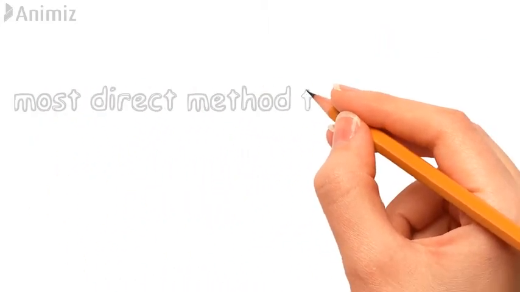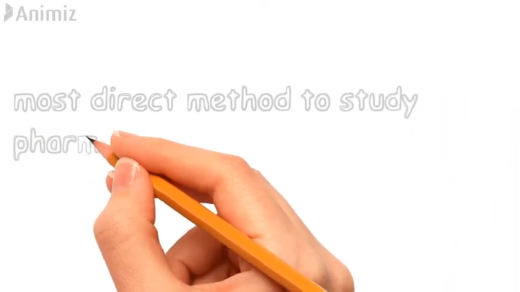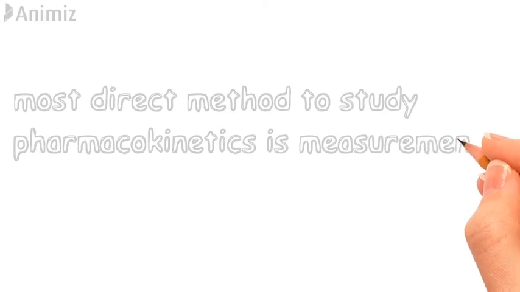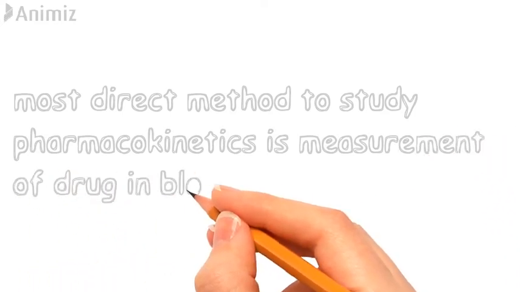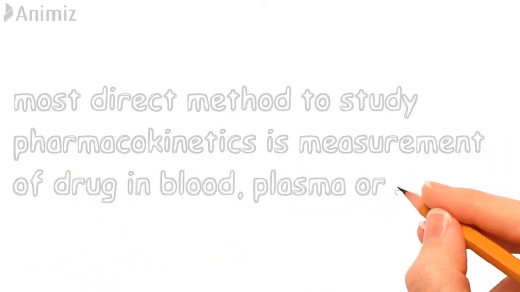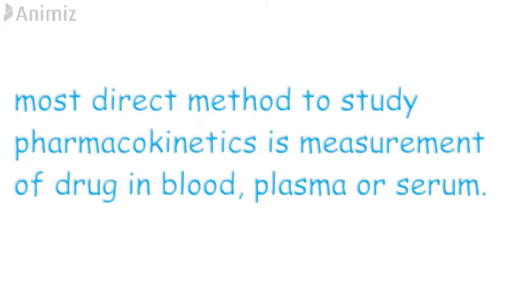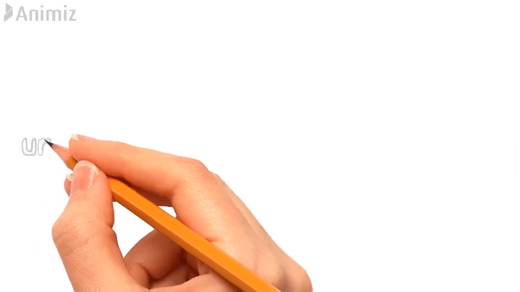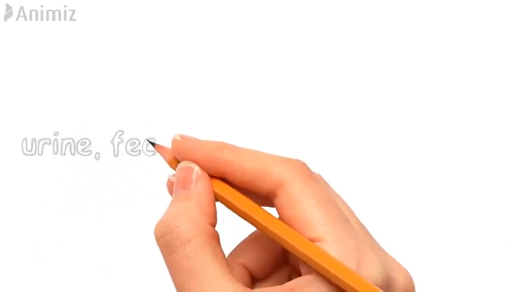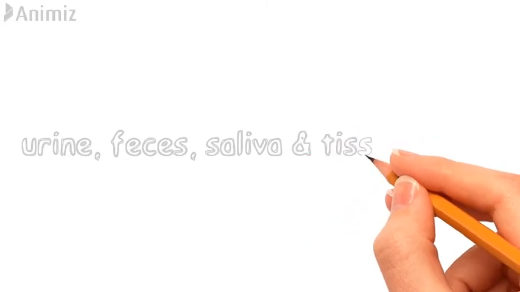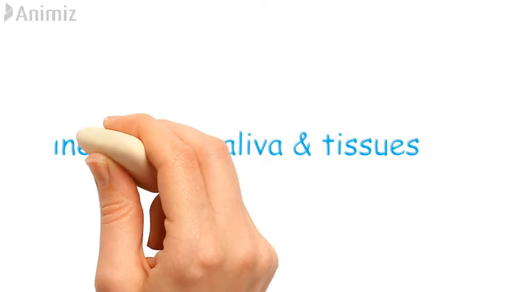After sampling, the concentrations in blood samples are measured. The most direct approach to assess pharmacokinetics of the drug in the body is measurement of drug and metabolite concentration in blood, plasma, or serum. Besides plasma, drug measurements are done in urine, feces, saliva, and tissues, but for pharmacokinetic study purposes, mostly drug measurement is done in plasma.